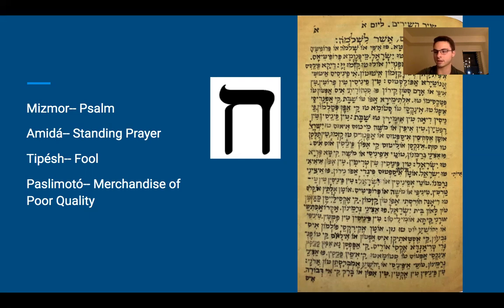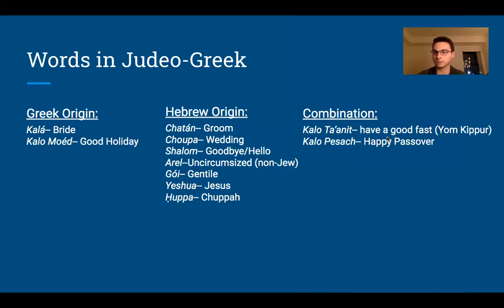And here on the right side of the screen, we can see a Judeo-Greek translation of Shir HaShirim Rabbah, a midrash on the biblical Song of Songs. We see here that it's written in a Hebrew script. So now we have some examples of words in Judeo-Greek.